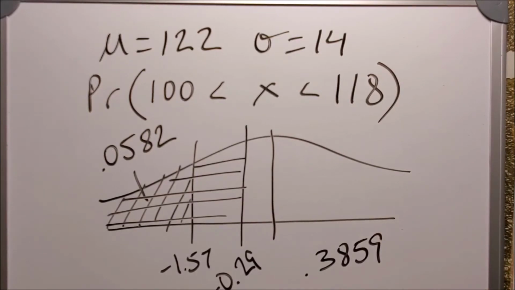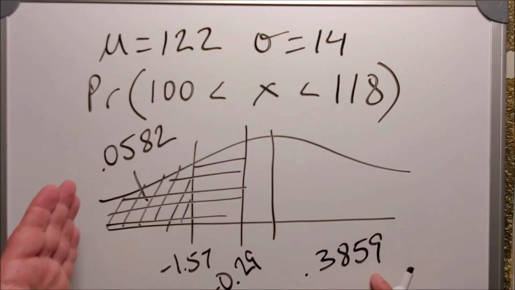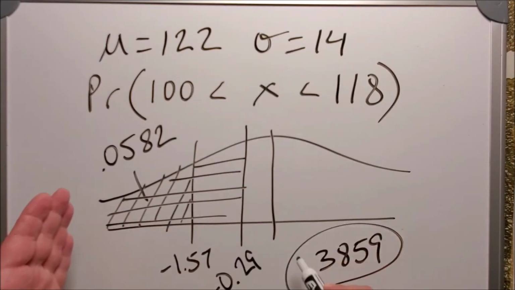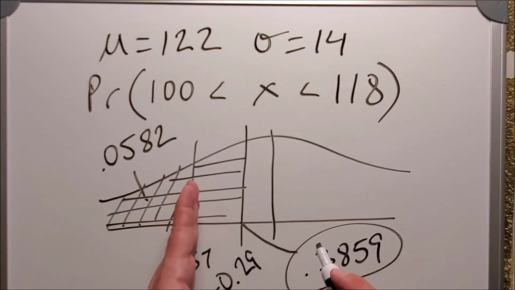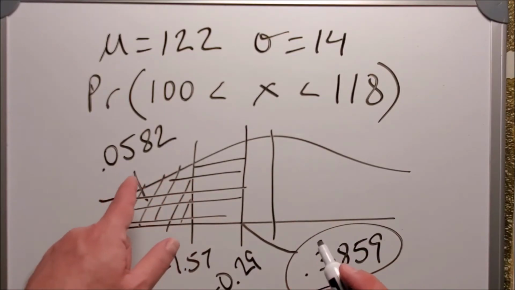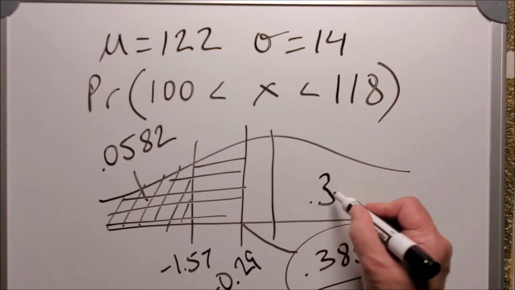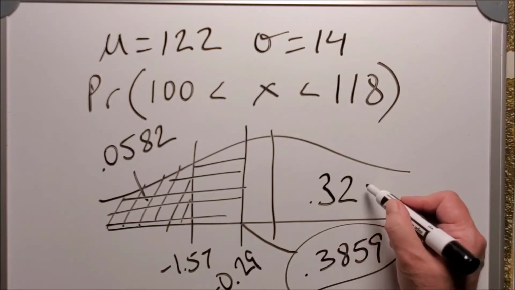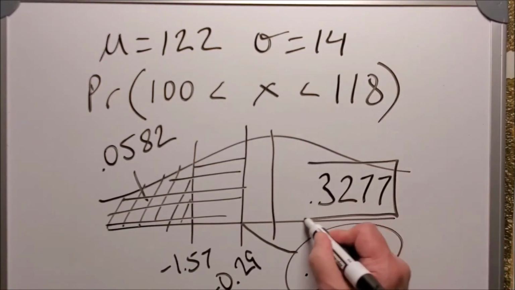0.3859. So again, I've got this larger area, 0.3859. That's the whole larger area. And then I've got this small area to the left, the tail, of 0.0582. I subtract them, and the answer is 0.3277. So that's our answer for the second question.